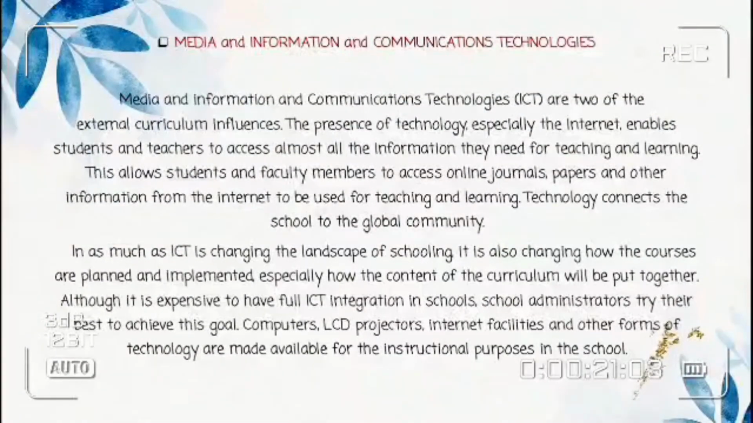Next, we have Media and Information and Communications Technologies, or the ICT, which are two of the external curriculum influences. The presence of technology, especially the internet, enables students and teachers to access almost all the information they need for teaching and learning. This allows students and faculty members to access online journals, papers, and other information from the internet to be used for teaching and learning. Technology connects the school to the global community.